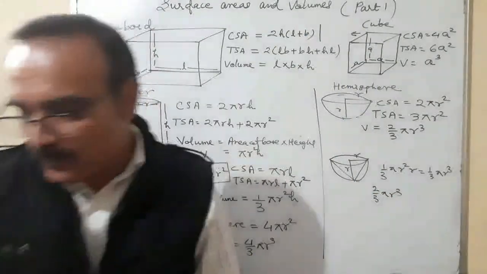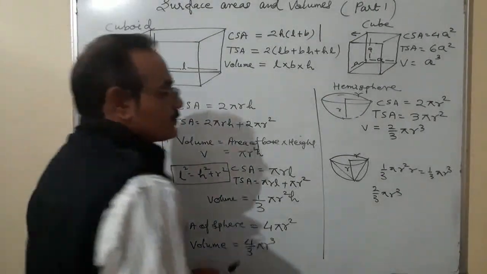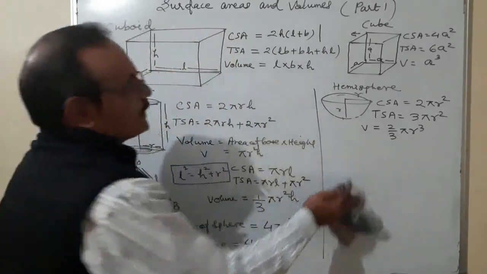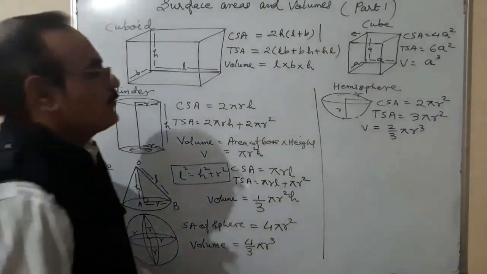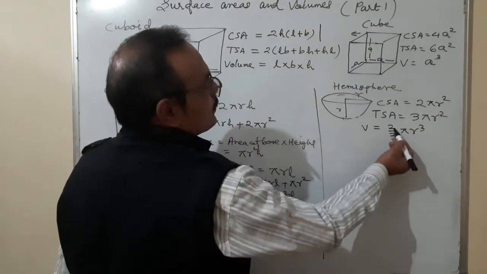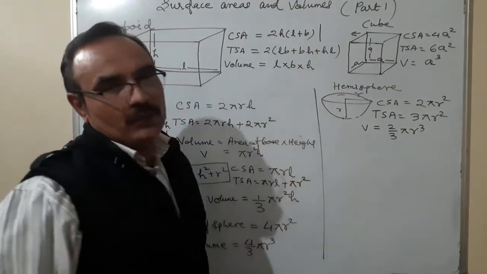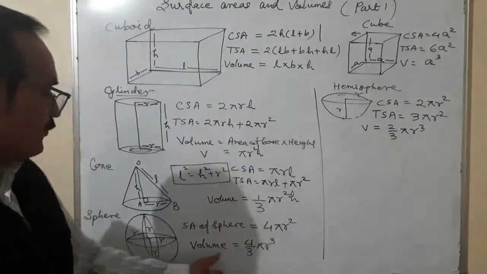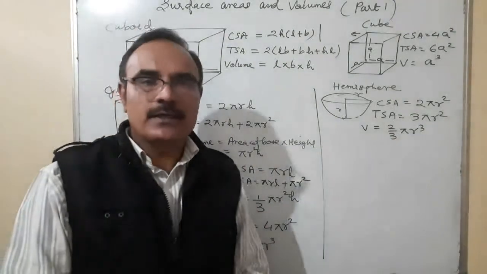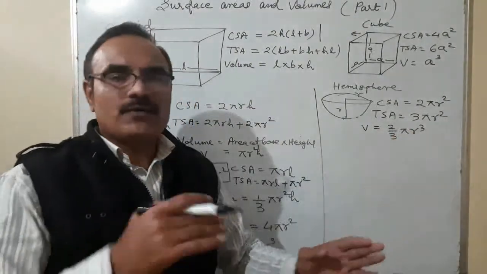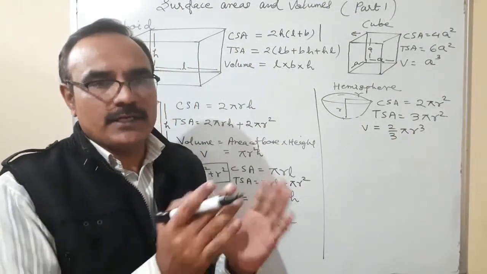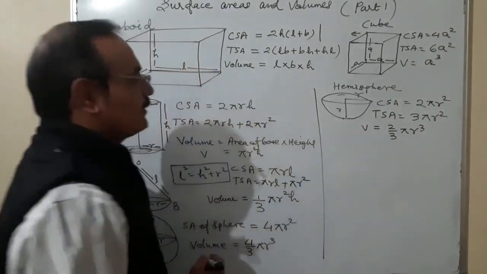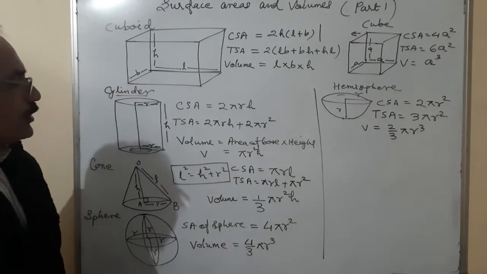So you will remember these volumes in sequence: volume of hemisphere is 2 upon 3 pi r cube, and volume of sphere is equal to 4 upon 3 pi r cube. Here the radius comes in the form of cube because no height is there, so height is treated as a radius. So these are the basic formulae.